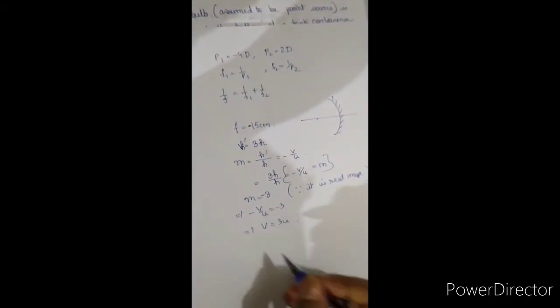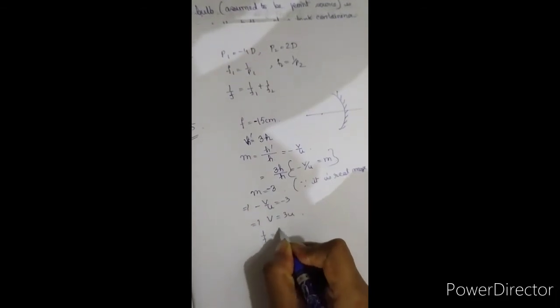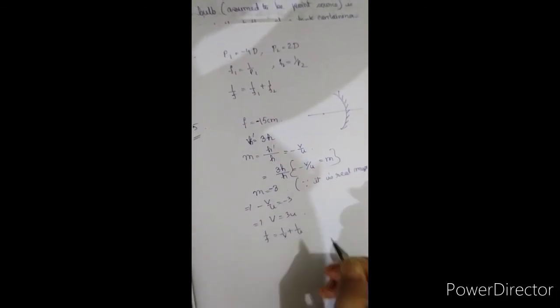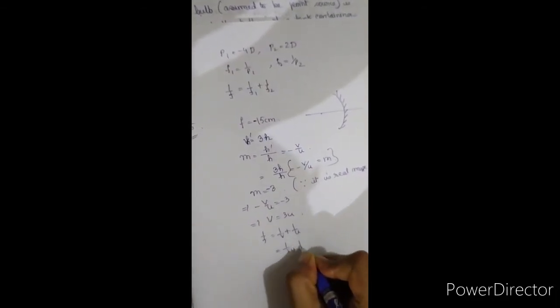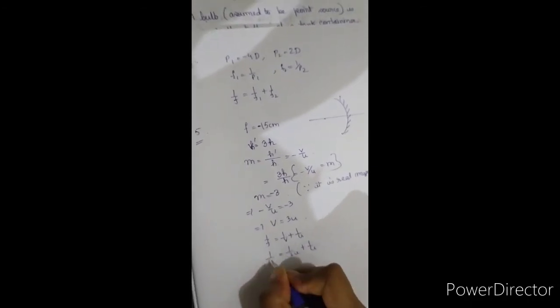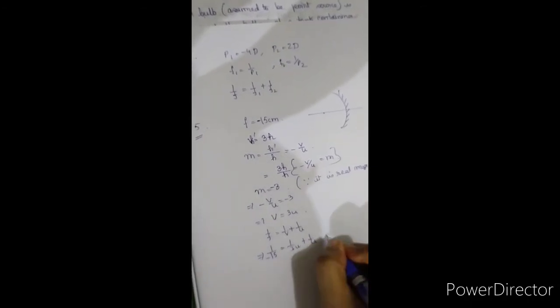But in terms of height, you have to calculate the object distance. How to calculate? 1 by f equals to 1 by v plus 1 by u. 1 by v is 1 by twice of u plus 1 by u. So this is 1 by minus of 15. Solve it, you will get the answer. Hope it is okay. Then move to question number 6.